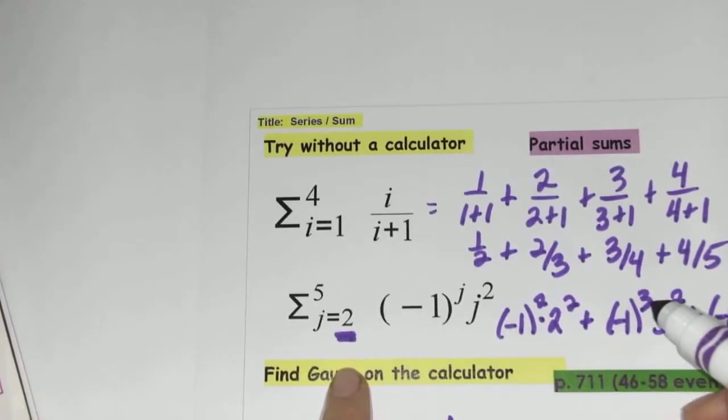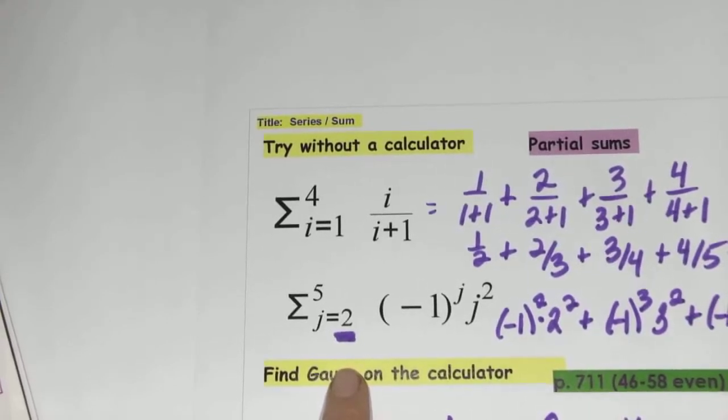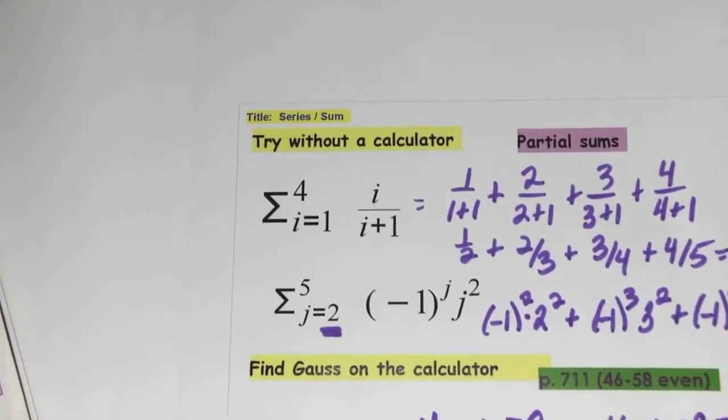-1 to the odd power of 3 is -1. 3 squared is 9, so that would be -9. 4 squared is 16. -1 to the 4th is 1. 1 times 16 is 16. 5 squared is 25. -1 to the 5th is -1. -1 times 25 is -25. If I add those up on my calculator or in my head, I get -14. And we're done with the second lesson.